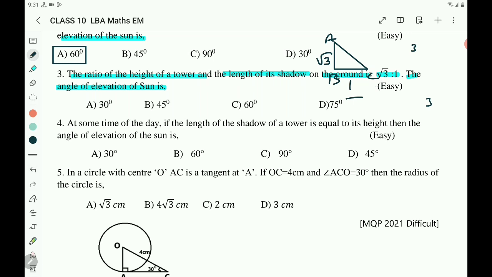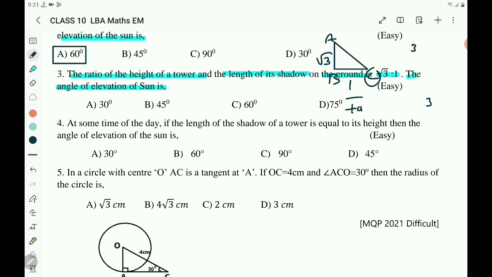Again you can use the same ratio. For C, AB is the opposite side and BC is the adjacent side. So which ratio we have to use? The trigonometric ratio tan theta.